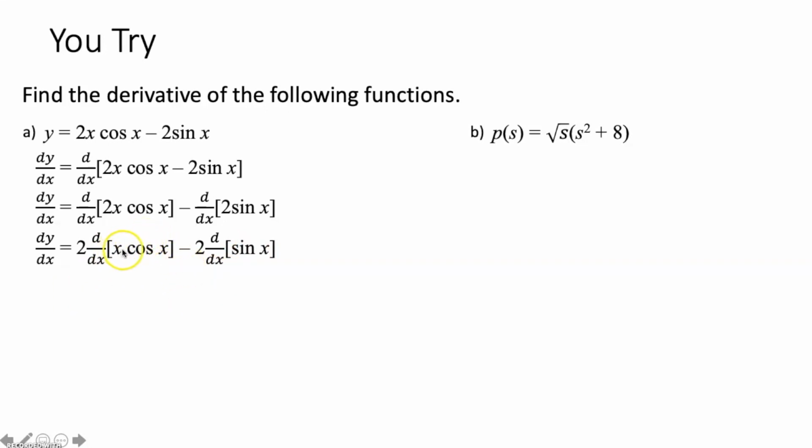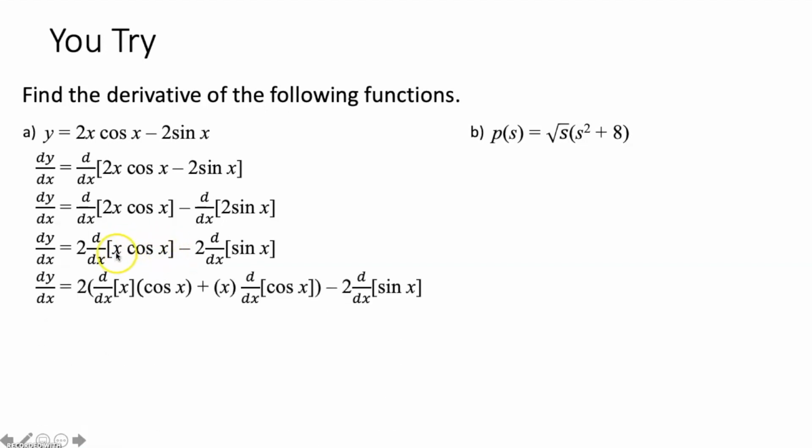We see that we have x times cosine of x. Now, x and cosine of x, those are two separate functions. So when I take the derivative of this, I need to use the product rule. And the product rule says take the derivative of the first times the second plus the first times the derivative of the second. That's what we have here. Note that this is the same still. We haven't taken the derivative of that yet, and we left the 2 out front. We're going to distribute that at the end.